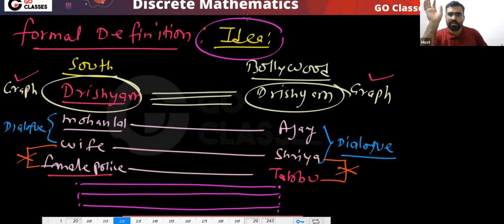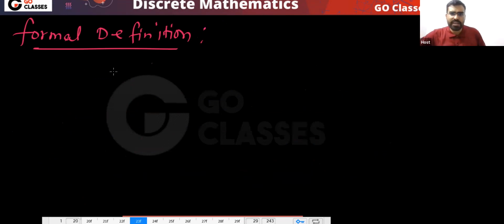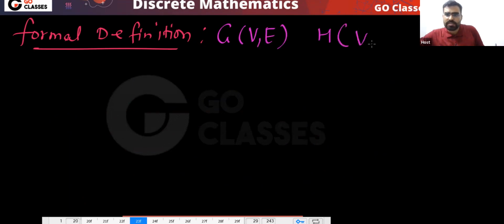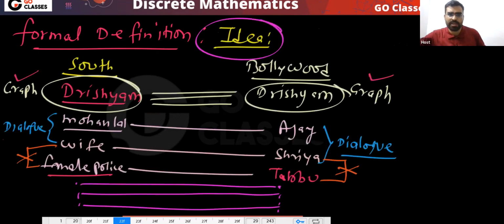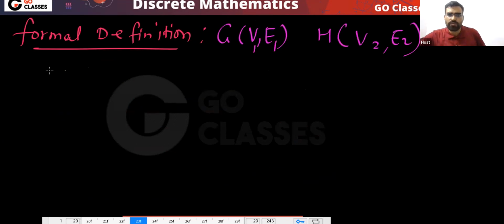This is just to explain the idea of isomorphism. And this is the definition of isomorphism. So when can you say that two graphs are isomorphic? You have a graph G, which is V1, E1, and you have a graph H, which is V2, E2. Then what is the definition? G is isomorphic to H if and only if there exists.